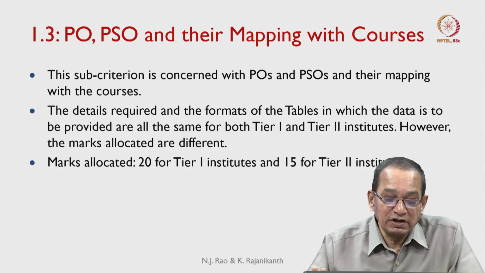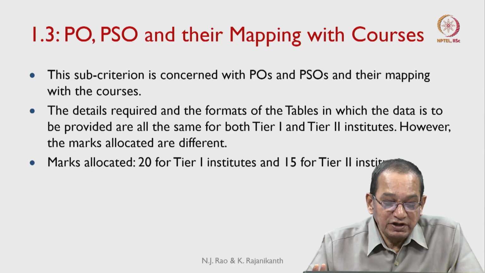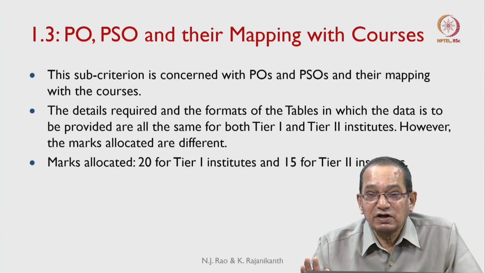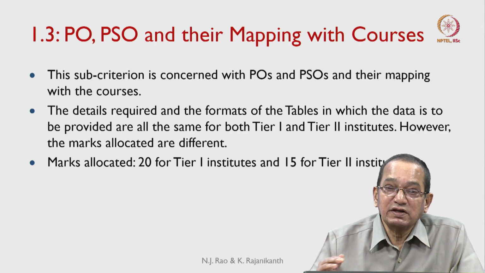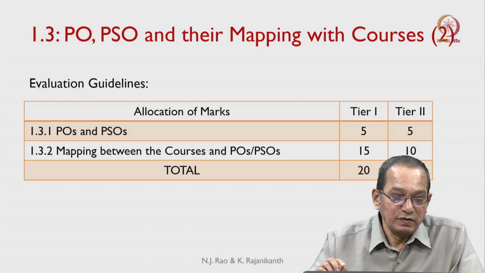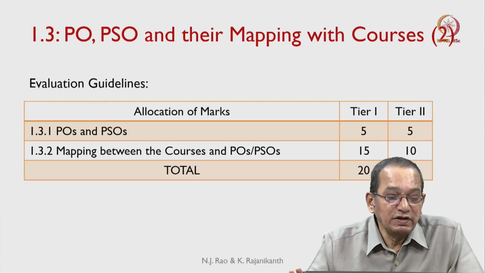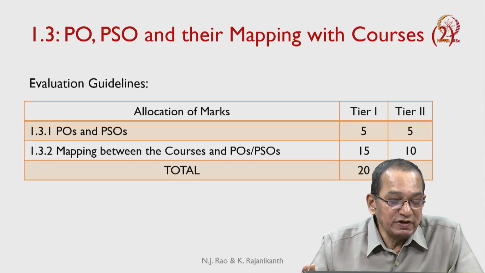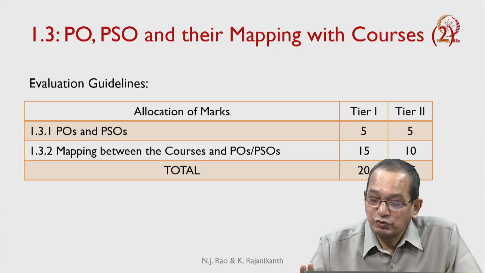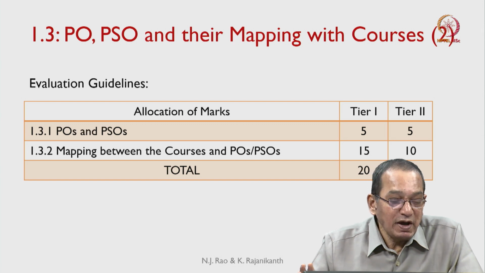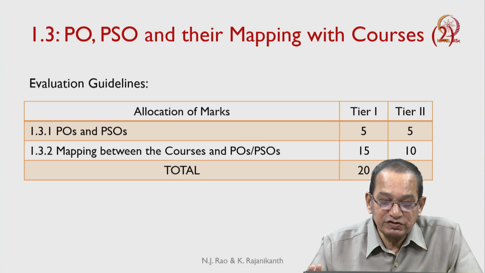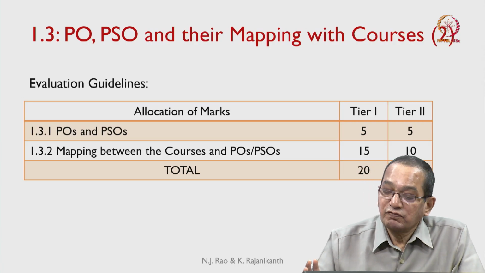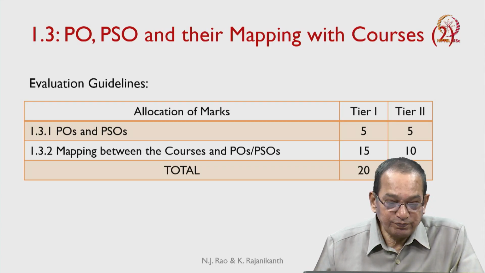However, the marks allocated are different: 20 for tier 1 institutes and 15 for tier 2 institutes. Notice that for tier 2 institutes the curriculum is given by the university. For the POs, PSOs and their mapping with the courses, there are 5 marks for POs and PSOs, both for tier 1 and tier 2 institutes. Mapping between the courses and these POs and PSOs is 15 for tier 1, 10 for tier 2.